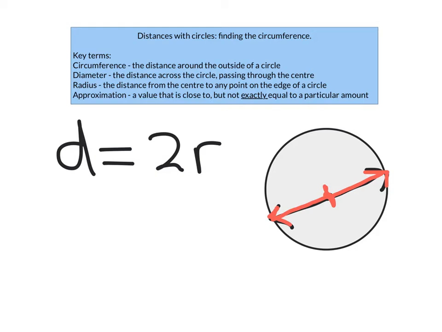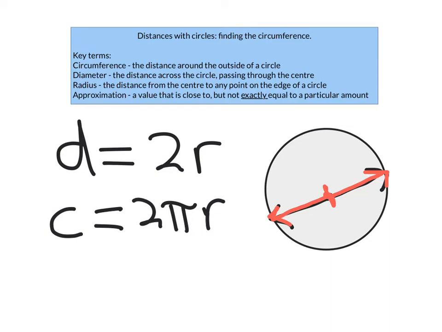To find the circumference here, there are a couple of equations that we can use. One of them is c equals 2 pi r. You can just substitute whatever the radius is into this equation, and that will give you the correct answer. So that's a perfectly good way to do it.